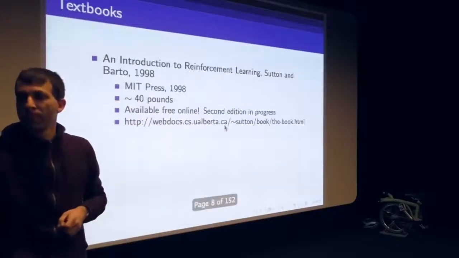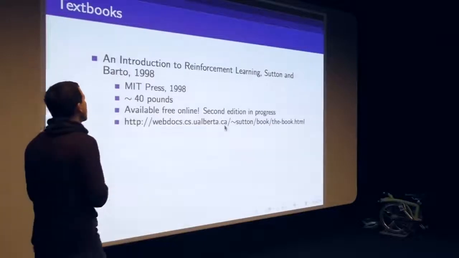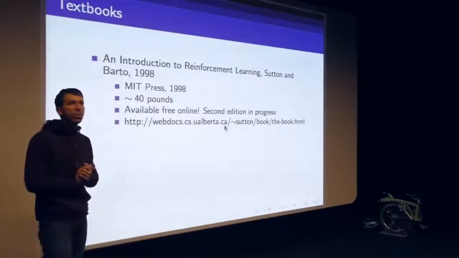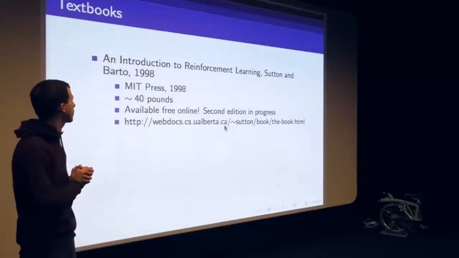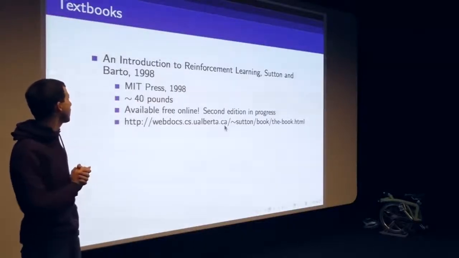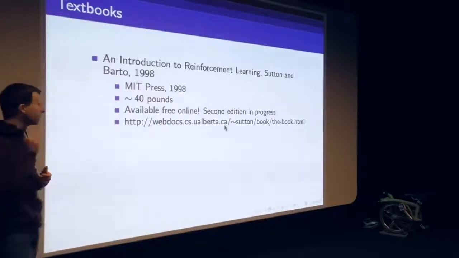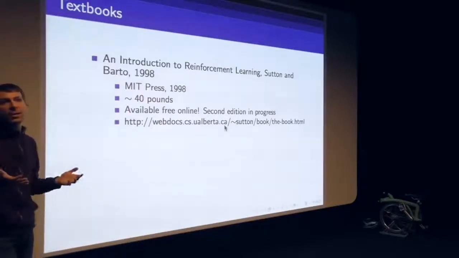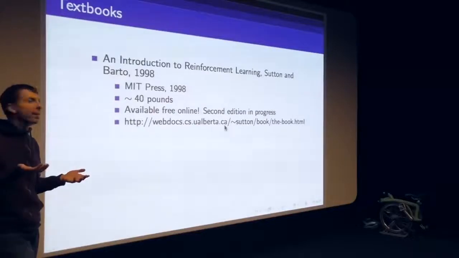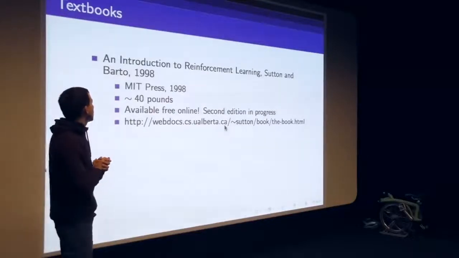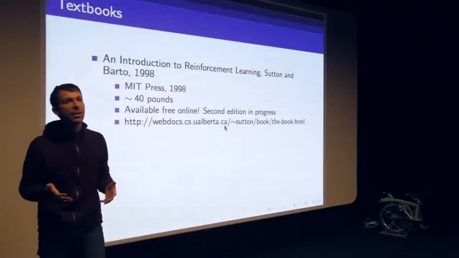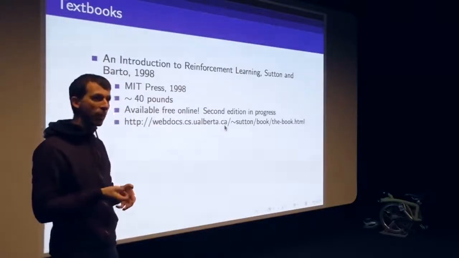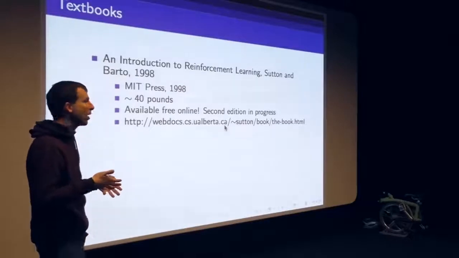Good. Okay, so textbooks. The main textbook which we'll semi-follow on this course is called An Introduction to Reinforcement Learning by Rich Sutton and Andy Barto. This book is considered the seminal textbook for reinforcement learning. It's actually available free online. And in fact, Rich Sutton is currently working on a second edition to the book, which is also available online in its current draft.